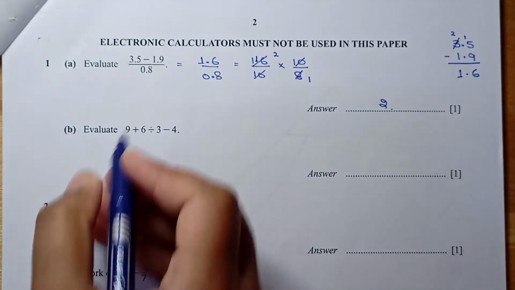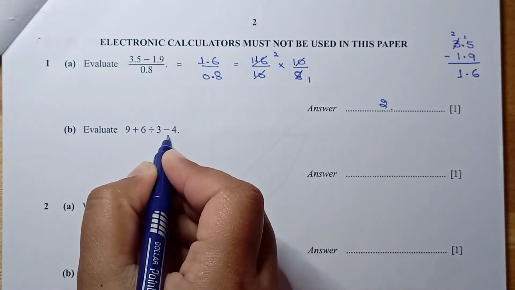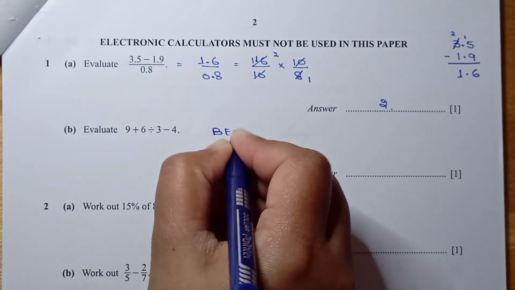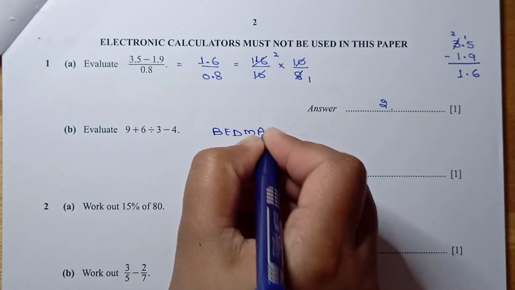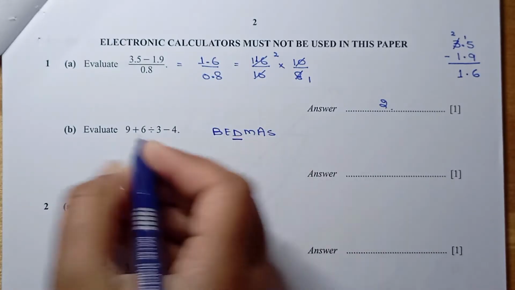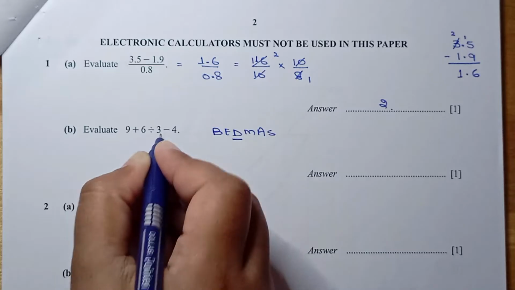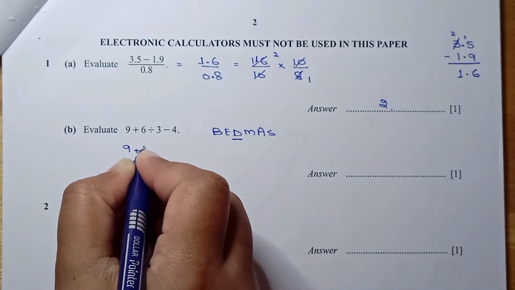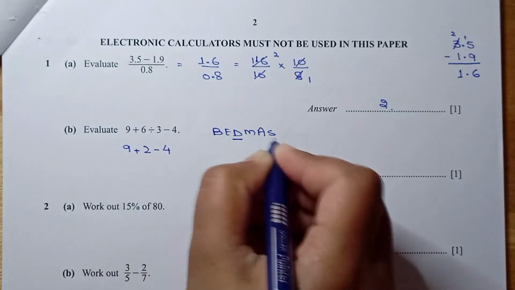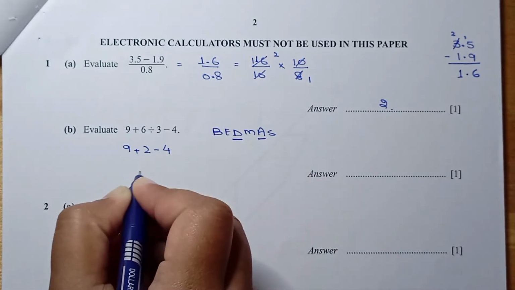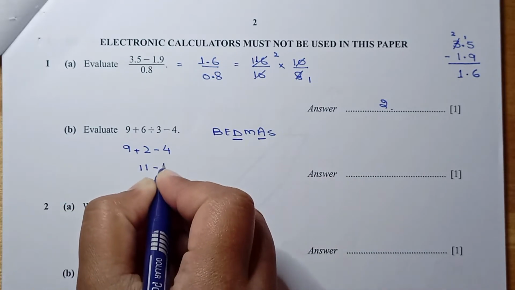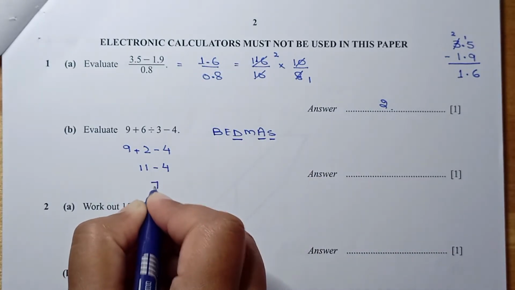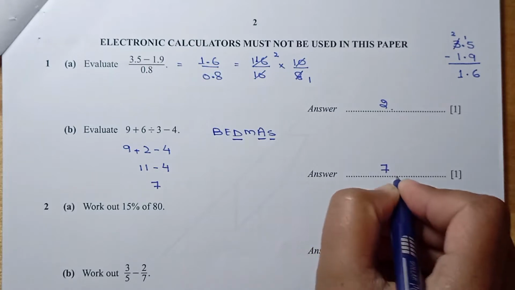Now for the B part, we have addition, division and subtraction. We need to use BODMAS. So first we need to do the division. The division is between 6 and 3. So 6 divided by 3 would be 2. And then we need to do addition. 9 plus 2 would be 11. And the last we need to do subtraction. 11 take away 4 would be 7. So the answer is 7.